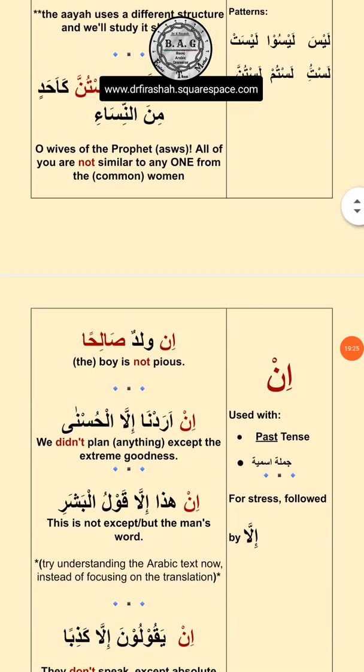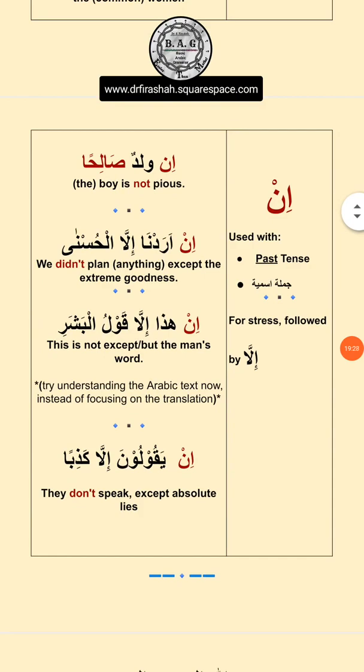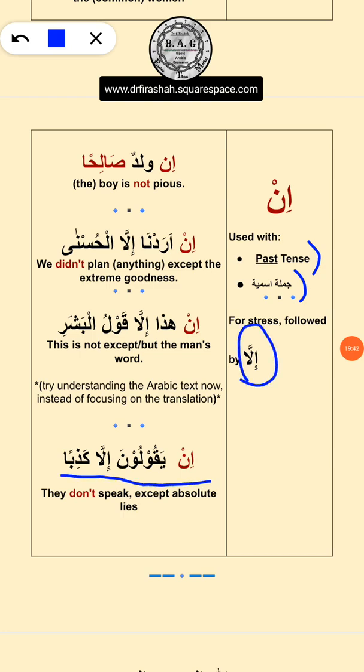Last we have in, and as you can see, it can be used in past tense, and it can be used in jumla ismiya, and if you want to put some stress, you simply follow it by illa. For example, in yaquluna illa kaziban, they do not speak except absolute lies. So you see there's stress in this sentence. Then you've got a regular sentence, in waladun salihan, the boy is not pious.